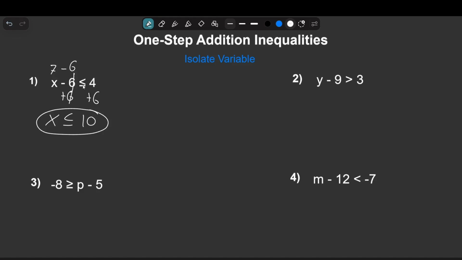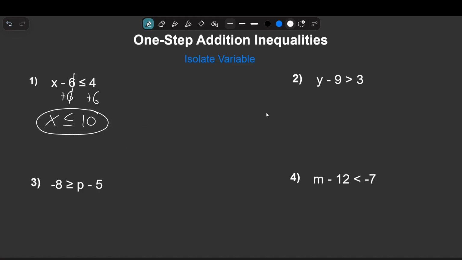We do 7 minus 6, which equals 1. And as you guys can see, it is below the 4. And of course, our final answer has to be below or equal to 4. So anything which is 10 or below 10 will be the correct answer. So now let's go over to our second example.